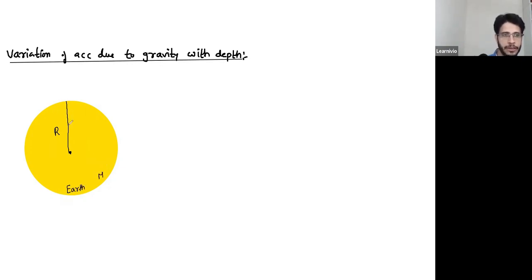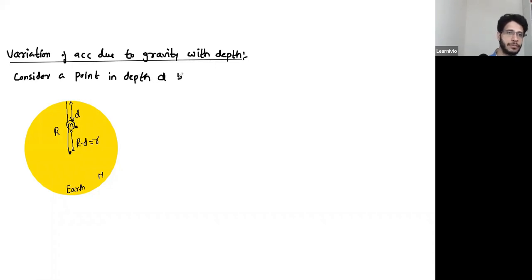So I place a body of mass m at some depth d. I place the body at depth d below the surface of Earth. So from the center of Earth, this separation is R minus d, and I call this R minus d as small r. You have to calculate the value of acceleration due to gravity here at depth d. So consider a point at depth d below the surface of Earth.